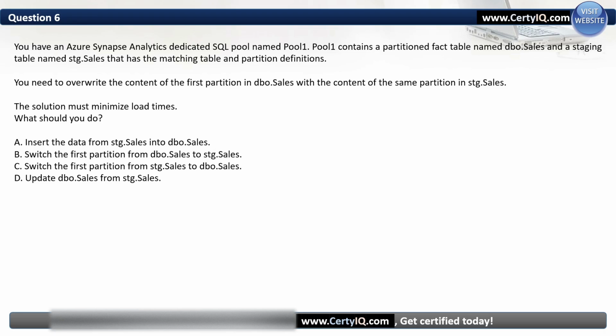Question 6. You have an Azure Synapse Analytics dedicated SQL pool named Pool1. Pool1 contains a partitioned fact table named dbo.sales and a staging table named stg.sales that has the matching table and partition definitions. You need to overwrite the content of the first partition in dbo.sales with the content of the same partition in stg.sales. The solution must minimize load times. What should you do?